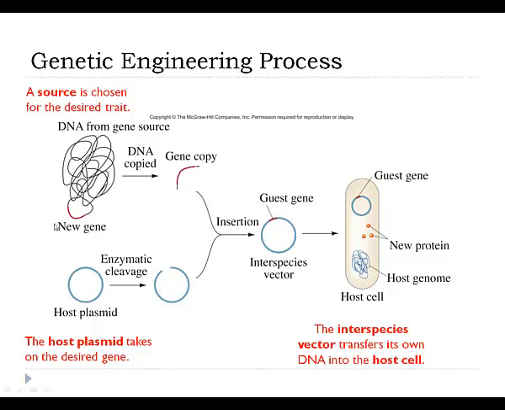This is how we genetically modify crops. We take a host plasmid, we put some sort of, say, drought-resistant gene inside the plasmid. We put the plasmid inside, we infect the plant with the guest gene, and the guest gene makes the drought-resistant proteins for the new cell. That's what happens in genetic engineering. We're putting new instructions into a cell.